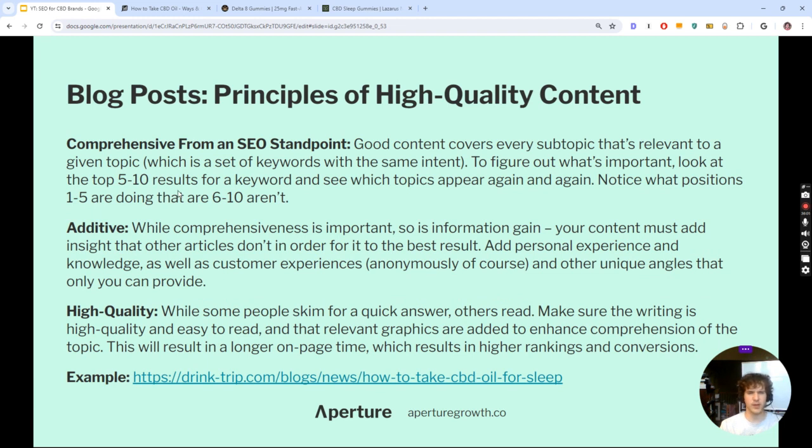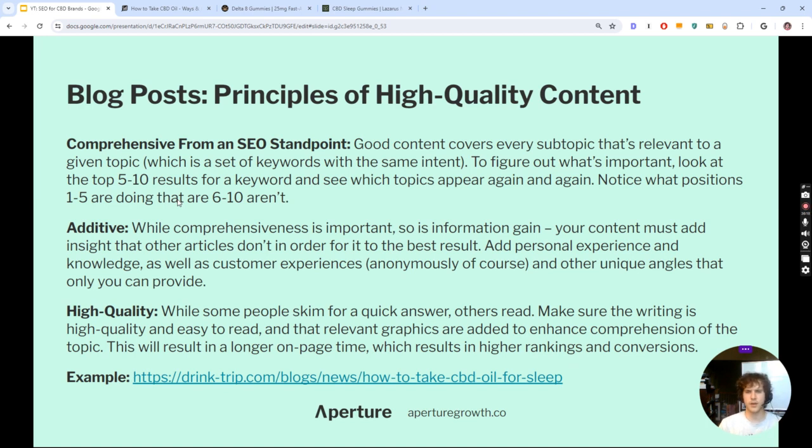I won't give you a checklist for writing good quality content because there's so many things to account for and it varies for each blog post. But generally, good content has three different parts. Number one, it's comprehensive from an SEO standpoint.